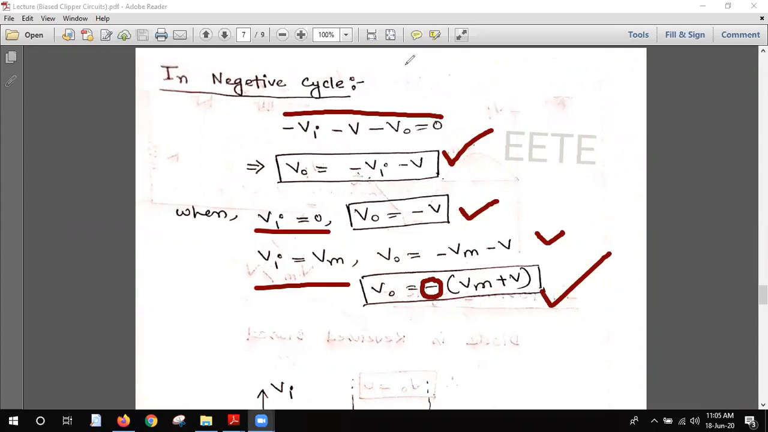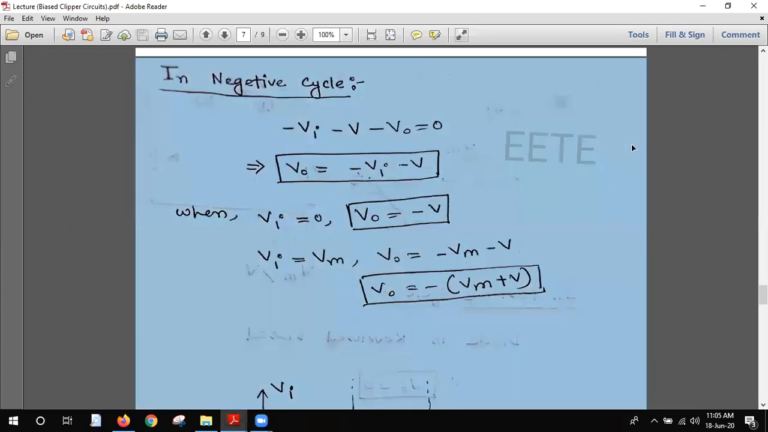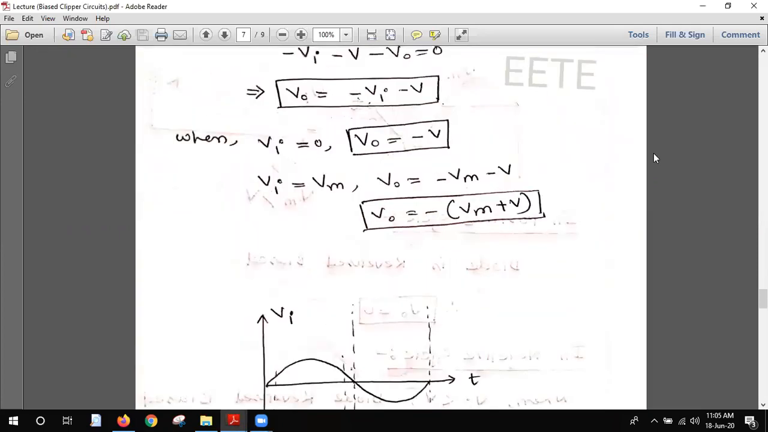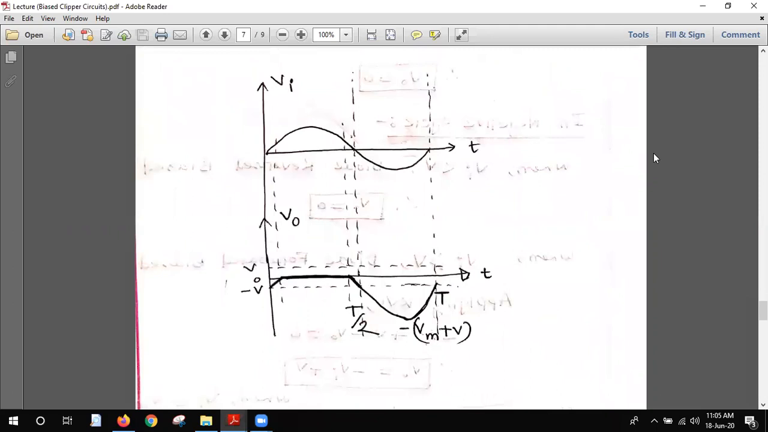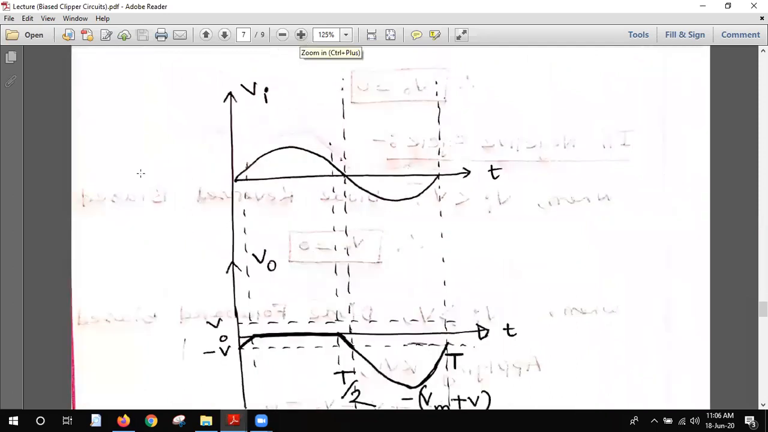So let's get back to the waveform. Whatever we have analyzed from here, we'll go back to the waveform. Okay, finally, you see that. Let me make it much bigger so you understand.